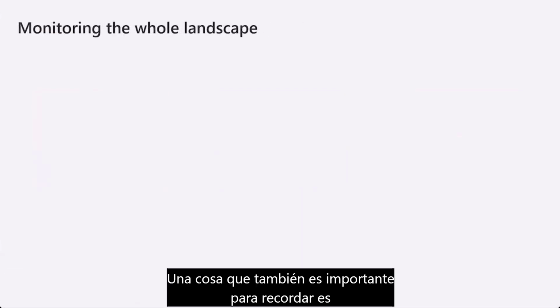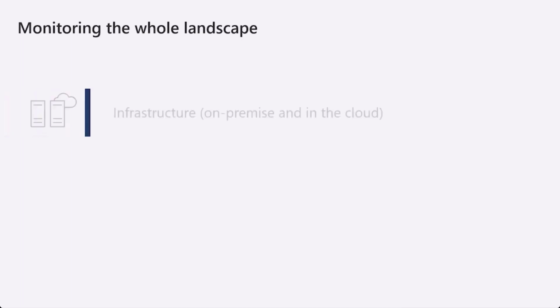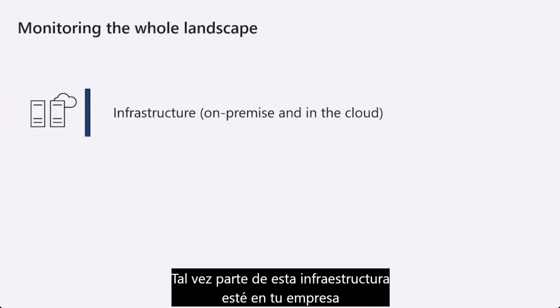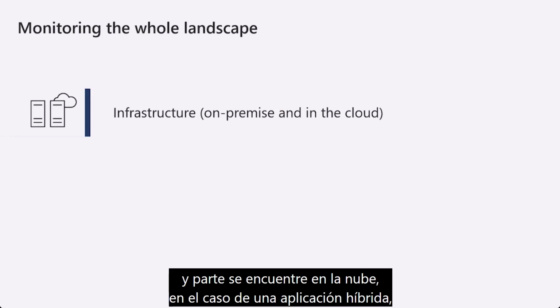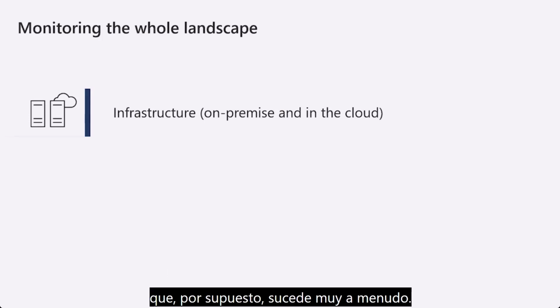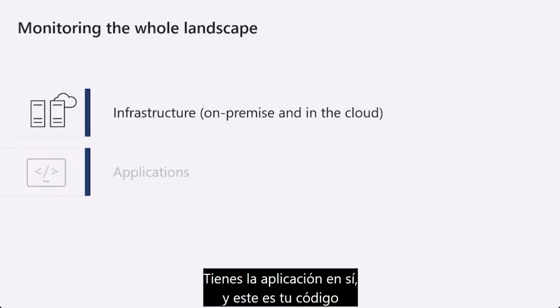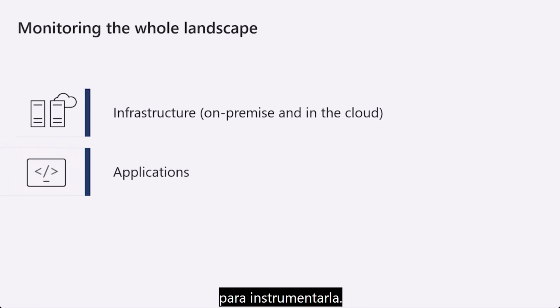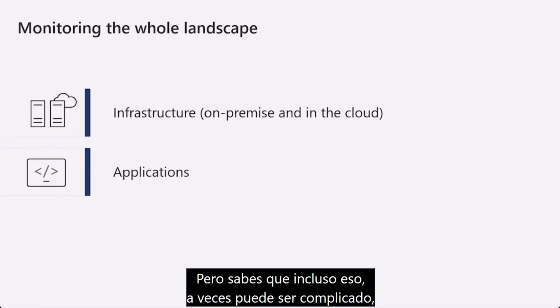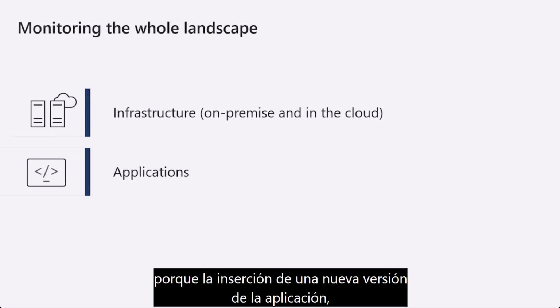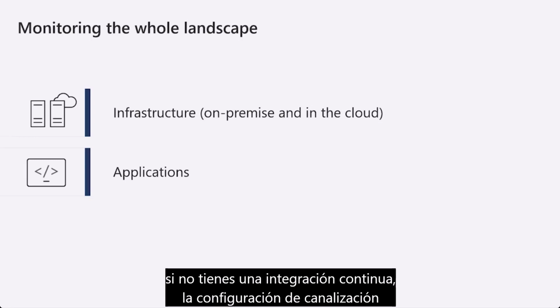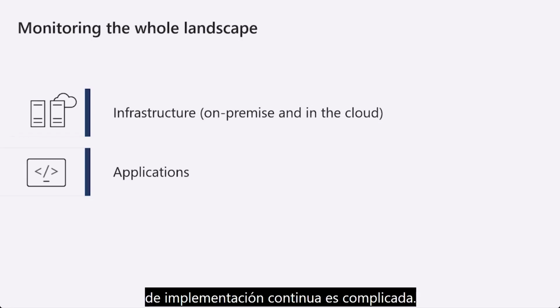One thing which is also important to remember is that your application is not running isolated on a server. There are all kinds of things around it, okay? You have some infrastructure. Maybe some of this infrastructure is on your premise and some is in the cloud, in the case of a hybrid application, which of course happens very often. You have the application itself, and this is your code, so you can instrument it. But even that sometimes can be tricky, because pushing a new version of the application, if you don't have a continuous integration, continuous deployment pipeline set up, can be tricky.